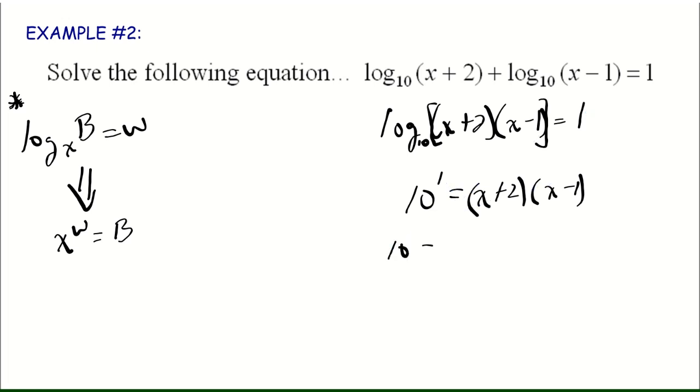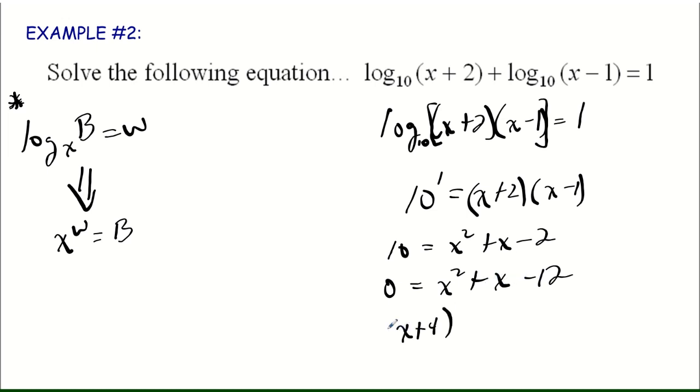So I've got 10. This will be x squared. Take away x plus 2x, so that's plus 1x. 2 times negative 1, that's minus 2. Let's make this equal to 0. X squared plus x, subtract 12. We're going to factor this out now. Two numbers multiply to give negative 12 and add to give 1 would be plus 4 and minus 3. That's going to have to equal 0, which gives me two possible answers. X could be negative 4 or x could be 3.